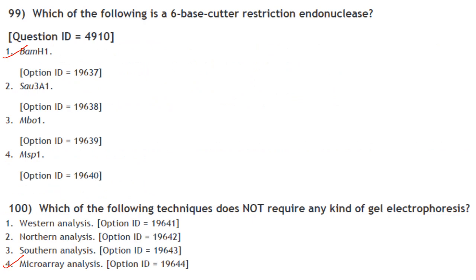Which of the following is a 6-base cutter restriction endonuclease? BamHI. Yes, of course it is a 6-base cutter. Which of the following techniques does not require any kind of gel electrophoresis? Western analysis, yes, SDS-PAGE is needed. Northern analysis, agarose gel. Southern analysis, also agarose gel. Microarray analysis doesn't require any kind of gel. So answer is option 4.